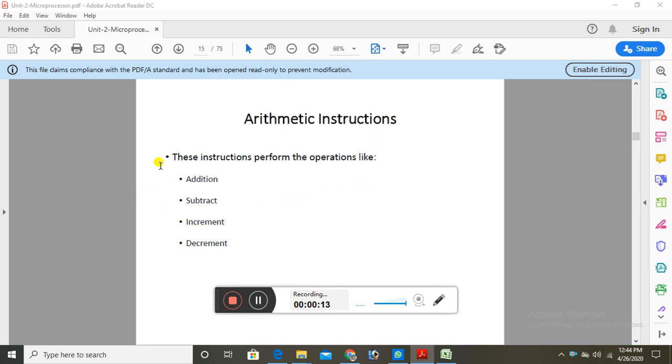Fine, let's start. Arithmetic instructions perform operations such as addition, subtraction, increment and decrement. There are no multiplication and division instructions in 8085. To perform multiplication in 8085, we do addition; successive addition is followed. To perform division, successive subtraction is used. Fine. So let us start the operations one by one.